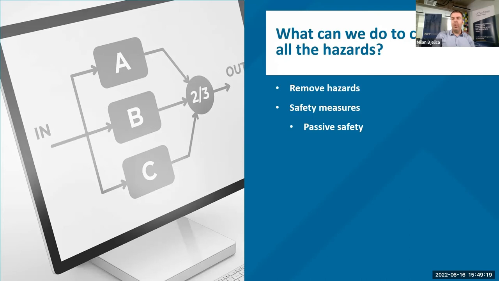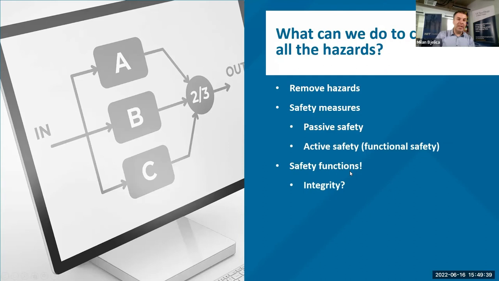But what is interesting here for this talk is active safety. So the functional safety, where we actually seek to have measures to actively, by means of safety functions, protect the system. And this means, for example, one of the common safety functions: if something overheats, let's say, then turn off the power. Then if you have these safety functions, the system that does overheat is out of the question any longer.